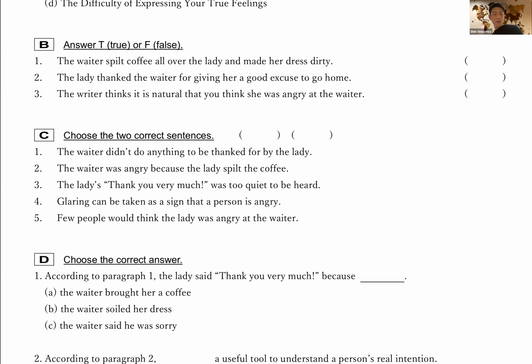Okay, there's no reason for true. It's true, it's true. Okay. All right, let's go to C. Choose the 2 correct sentences. 1, 2, 3, 4, 5 out of 5 sentences. So which one the 2?